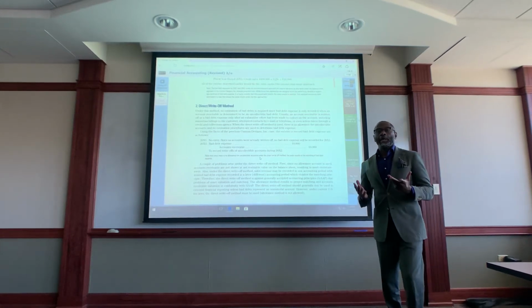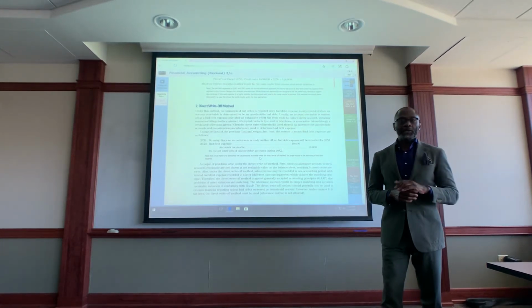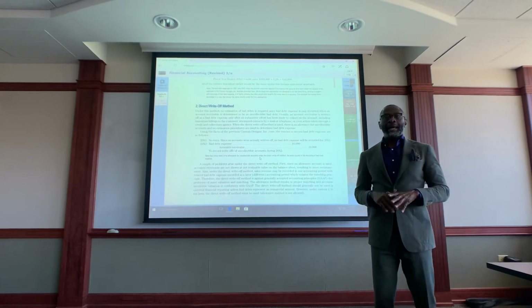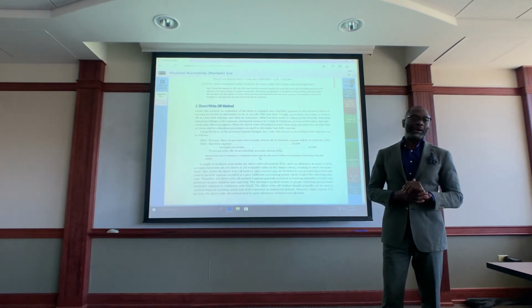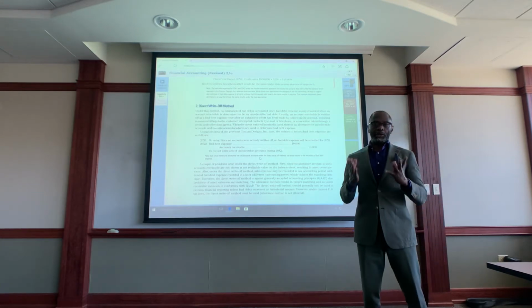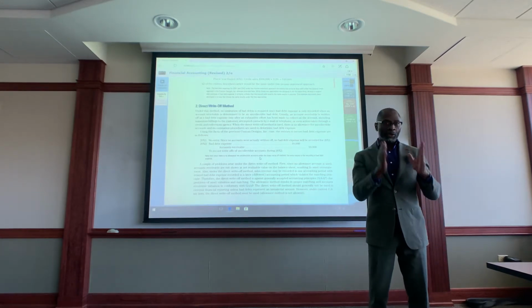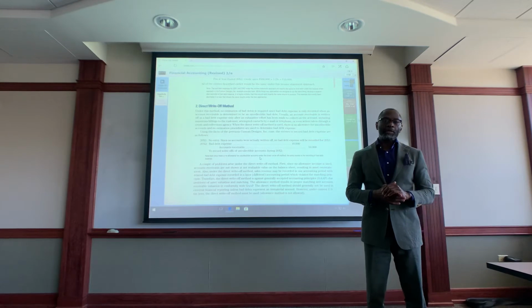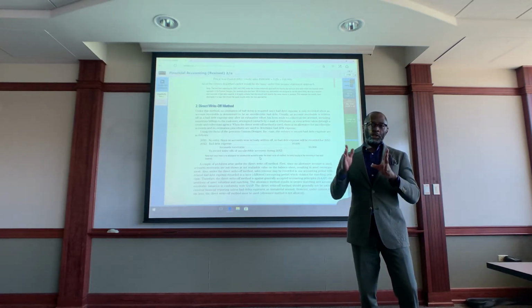So guys, very quickly, the direct write-off method is very easy, very simple. As we know, there are multiple steps in the allowance method. Just to recap those steps, the first thing that you're going to do is look at accounts receivable. You're going to look at all of your little subsidiary accounts receivables under the control account.